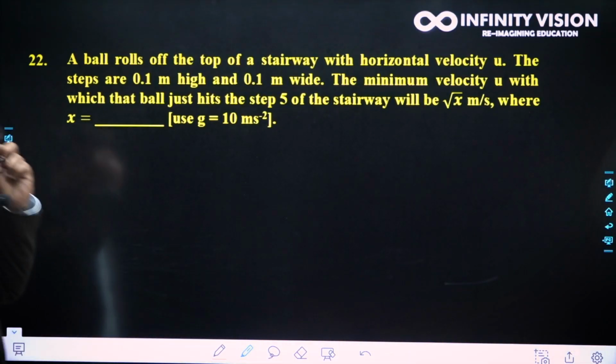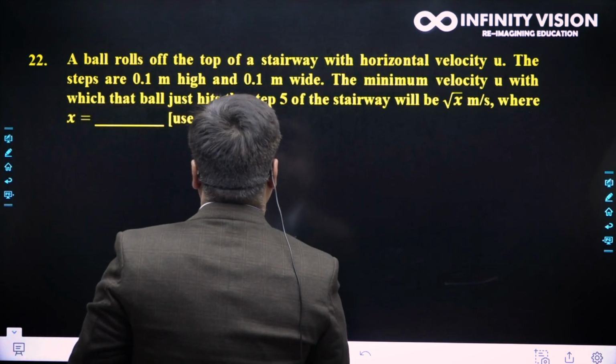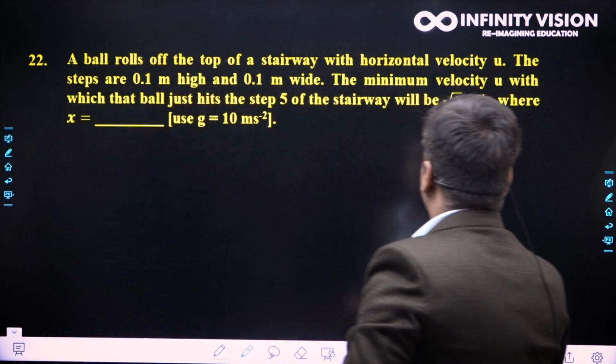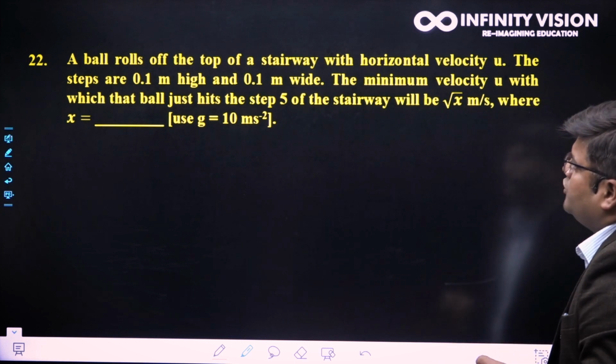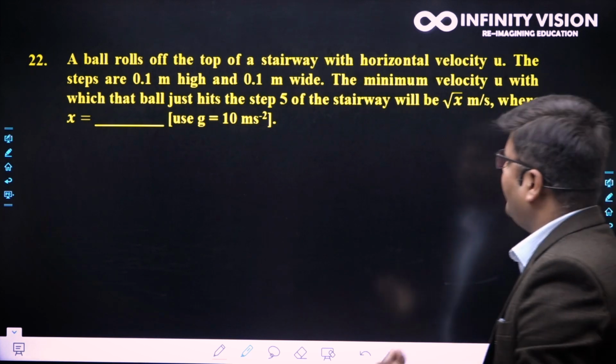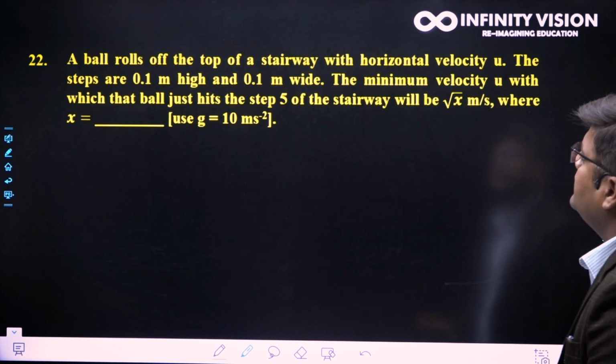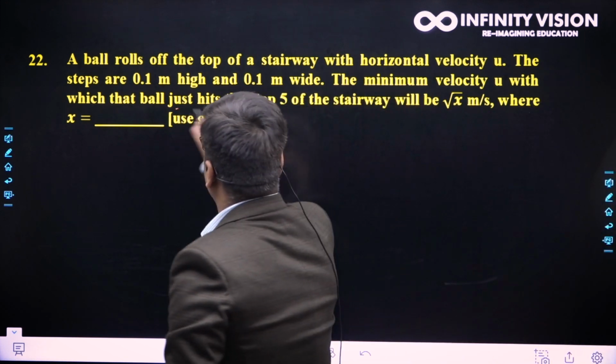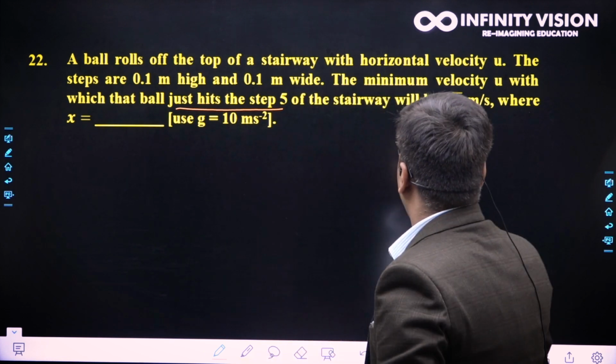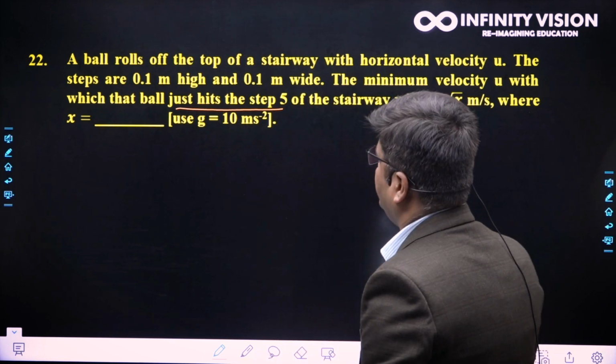Now, next question, question number 22. A ball rolls off the top of a stairway with a horizontal velocity u. The steps are 0.1 meter high and 0.1 meter wide. The minimum velocity u with which the ball just hits step 5 of the stairway will be root x meter per second, where x is?